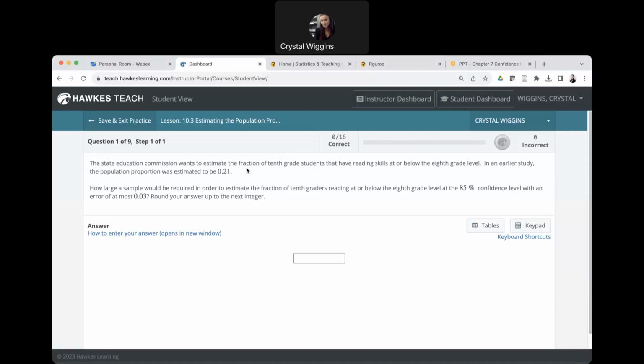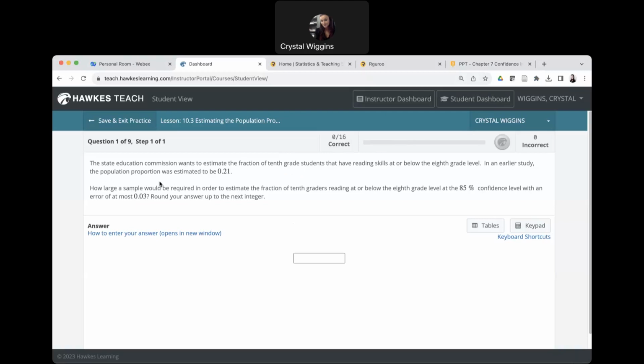Fraction is a synonym for proportion. So when you see fraction, it's interchangeable for proportion. Both of them are parts over the whole of 10th grade students that have reading skills at or below the 8th grade level. In an early study, the population proportion was estimated to be 0.21.